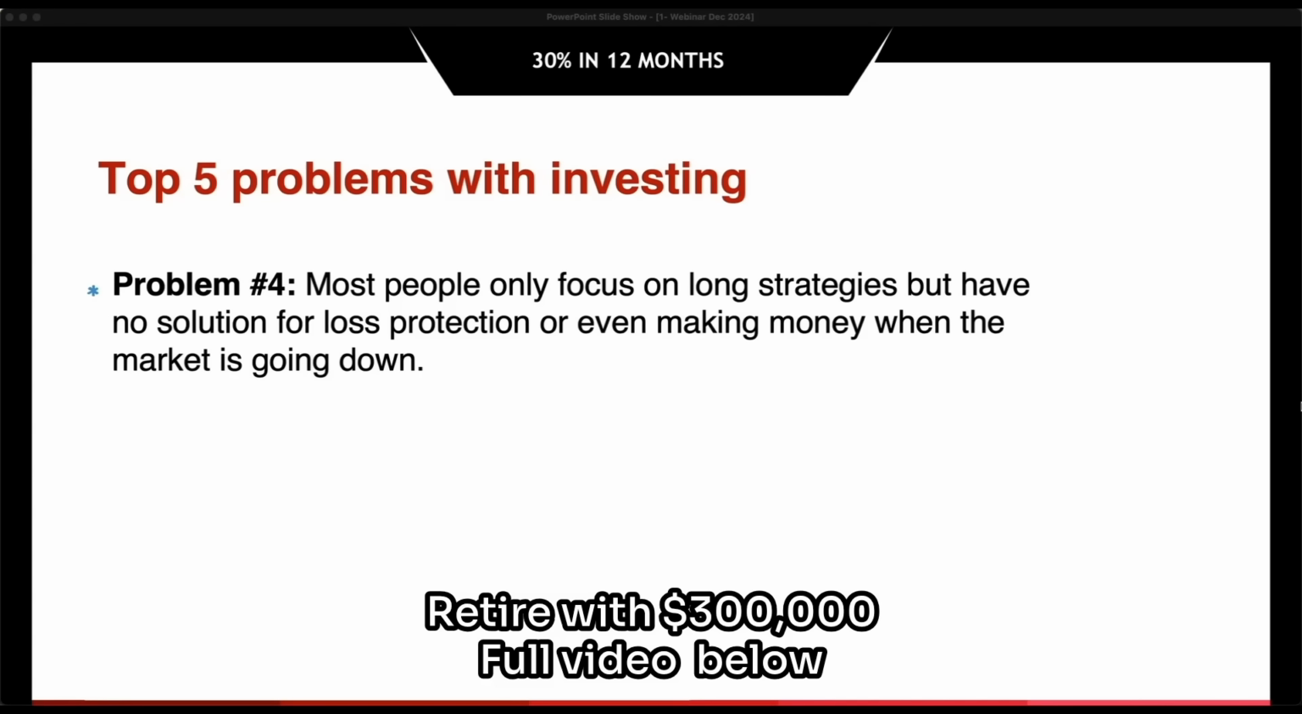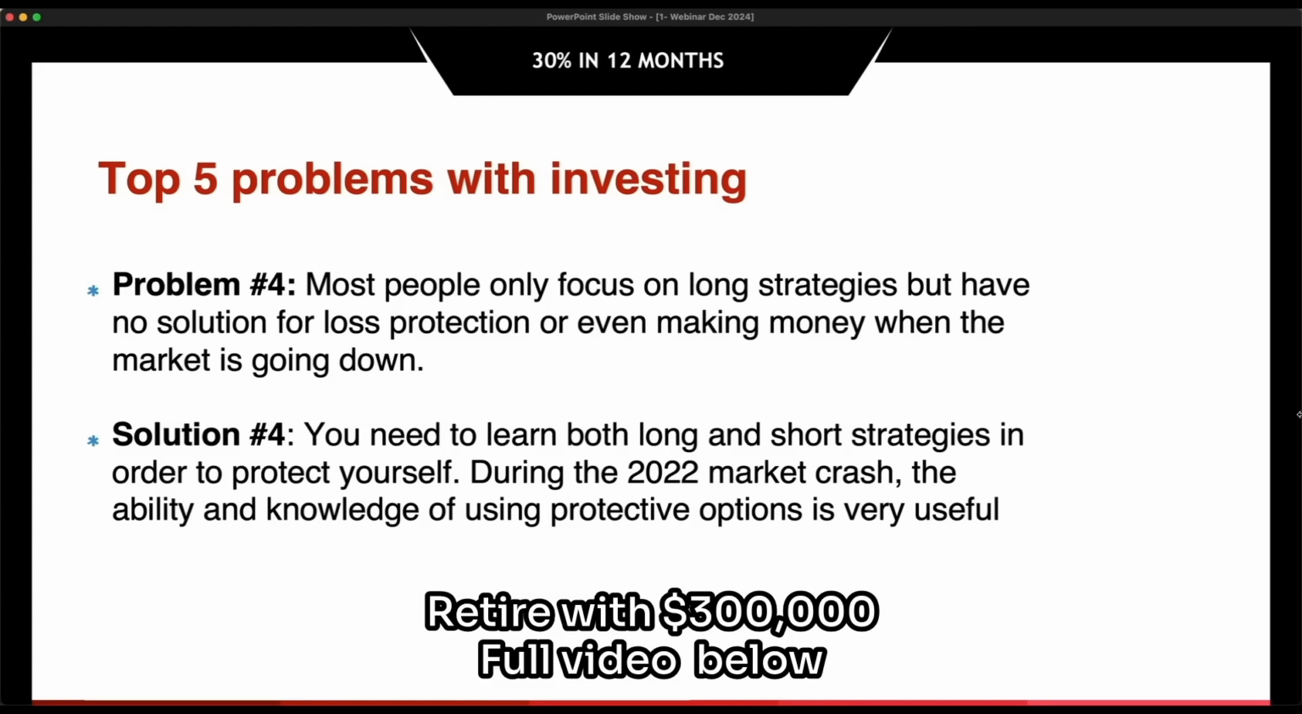Problem number 4. Most people only focus on long-term strategies, but have no solution for loss protection or even making money when the market is going down. So the solution is that you need to learn both long and short strategies in order to protect yourself. So during the 2022 market crash, the ability and the knowledge to use protective options is quite useful. And when it comes to a bear market, it happens once every 5 years. You might not know you need this knowledge until a couple years from now, but if you have it in your toolbox, you'll always be ready to protect yourself during a bearish year. So you know it's coming, but you just need to have the knowledge to protect yourself.